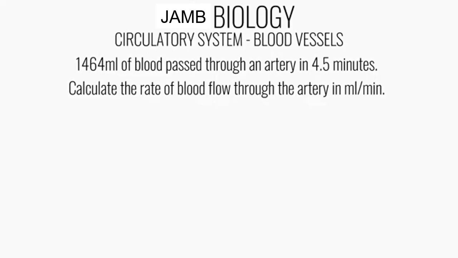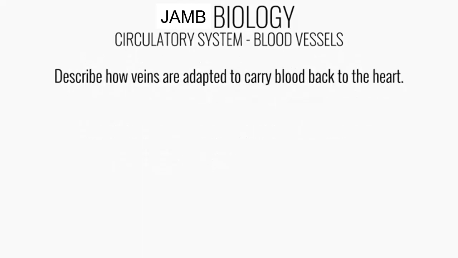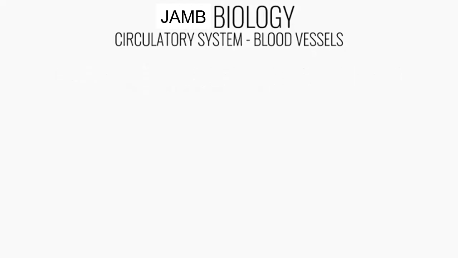To solve this, we can use the formula: rate of blood flow is equal to volume of blood divided by number of minutes. In this case, the volume of blood is 1464 milliliters and the number of minutes is 4.5 minutes. So when we divide this, we'll have 325 milliliters per minute. So guys, here is a free biology exam revision question for you to test your knowledge on this lesson. Feel free to pause this video and try it out.